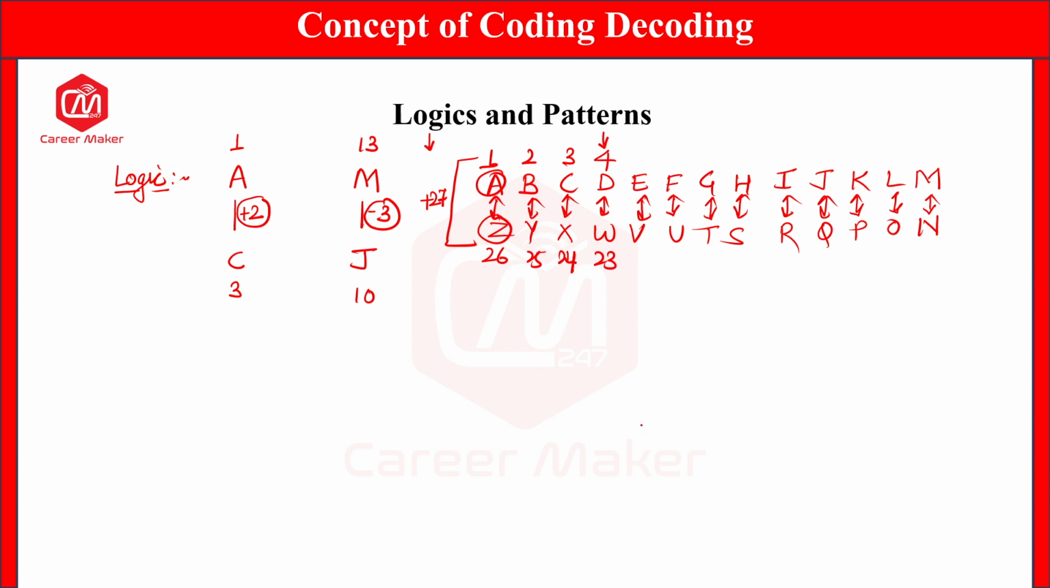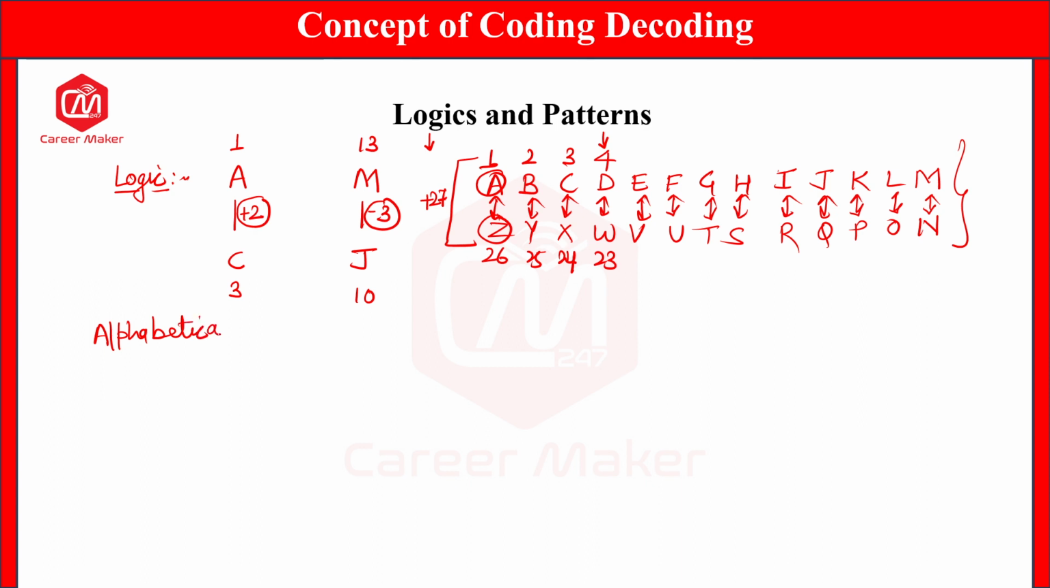Or else you can make certain words from these pairs so you can remember them. From A to Z is one word. BY, boy; CX, climax; DW, dew; EV, evening, eve; FU, fun; GT, goat, get; HS, high school; IR, Indian Railway; JQ, Jack and Queen; KP, Kerala Police; LO, lion; MN, man, moon, monkey. There are so many words you can make, but try to remember them because these are frequently used logics.